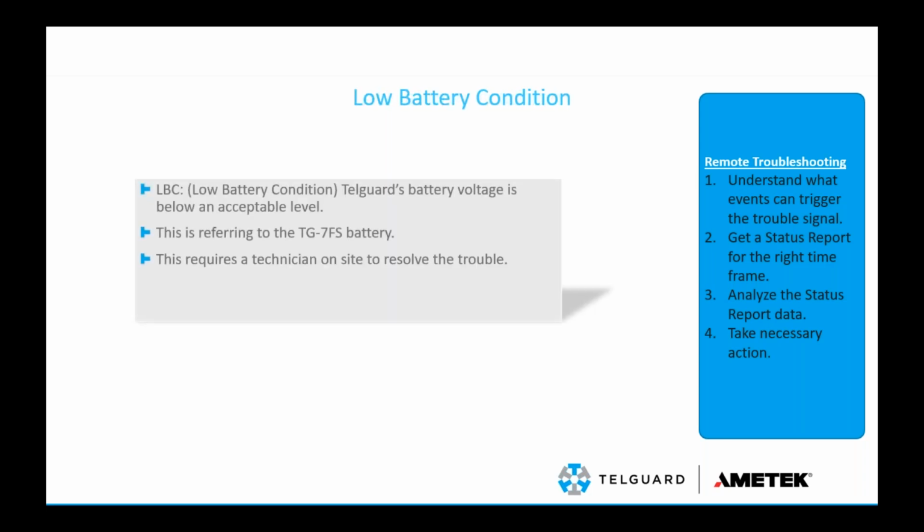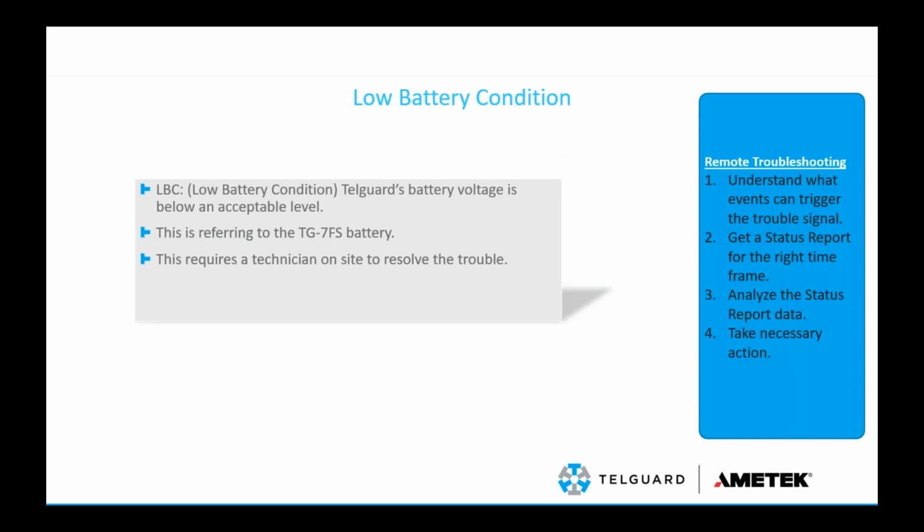Now, low battery condition. This is where we're reading less than 9 volts on the backup battery on the TG7. Just to make sure I specify, again, this is referring to the Telguard's battery. So any troubles the Telguard creates is referring to the Telguard. We have a lot of confusion at times with those low battery signals on whether it's the panel or the Telguard. So I just want to specify.